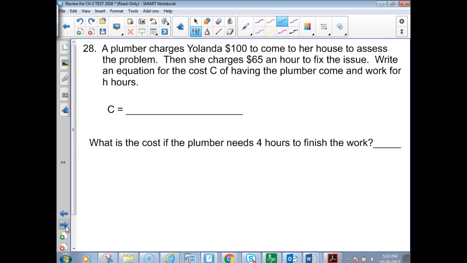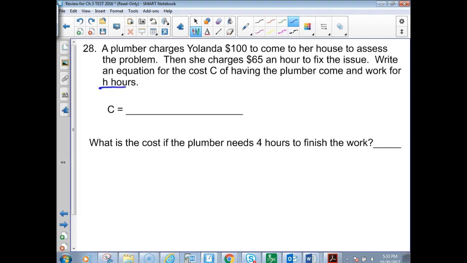A plumber charges Yolanda $100 to come to her house to assess a problem. A lot of companies do. They charge quite a bit of money to show up. Then she charges $65 an hour to fix the issue. Write an equation for the cost C of having the plumber come work for 8 hours.